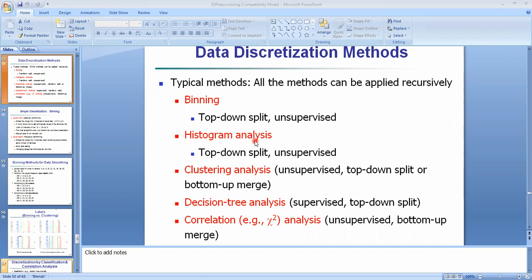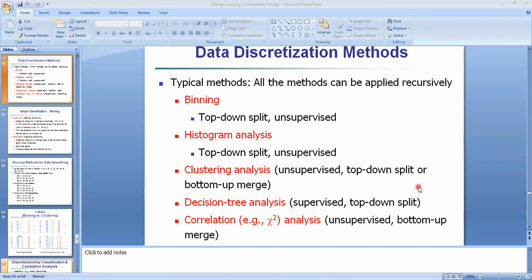The next method is decision tree analysis. It is a supervised method and also a top down split. Discretization means a continuous value is partitioned into different parts, which is why the word split appears everywhere. In a decision tree, the values are partitioned from top to bottom.